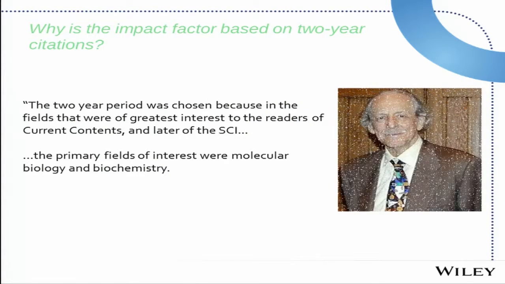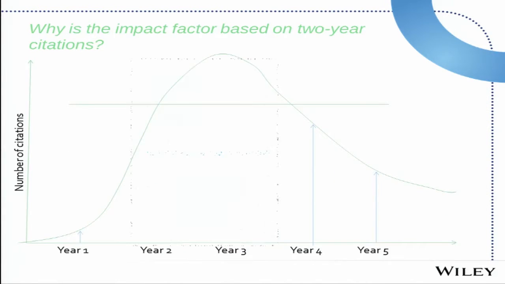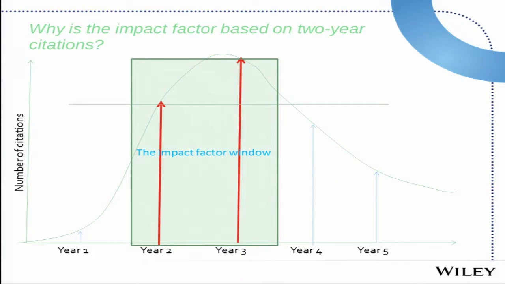Now, why do we have this 2-year impact factor window? Well, the reason we have this window is because Eugene Garfield, this gentleman here who invented the impact factor, was primarily looking at molecular biology and biochemistry journals, wherein he saw that the period in which the articles had the most impact were in year 2 and 3 after publication. So you have to take in mind that the impact factor was designed to measure these types of journals. It was never designed to measure a range of journals which we're using it for today.